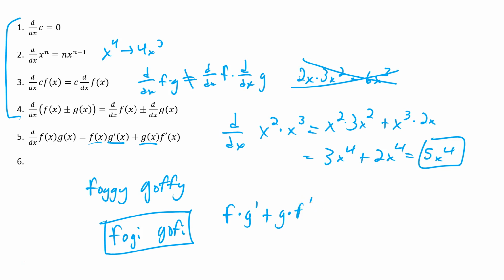I just remember you always leave one of them alone and do the derivative of the other, then you add it in the opposite direction. So I left the x squared alone, took the derivative of x cubed, and then just leave the x cubed alone and add the derivative of x squared.